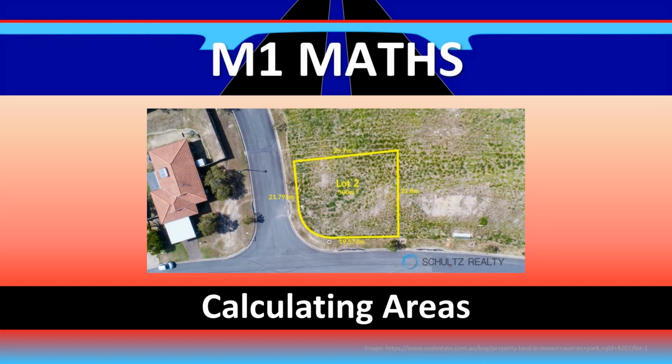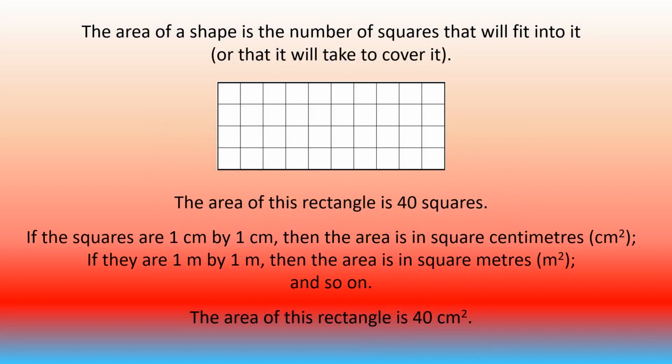M1 Maths, calculating areas. The area of a shape is the number of squares that will fit into it, or that it will take to cover it. The area of this rectangle is 40 squares.